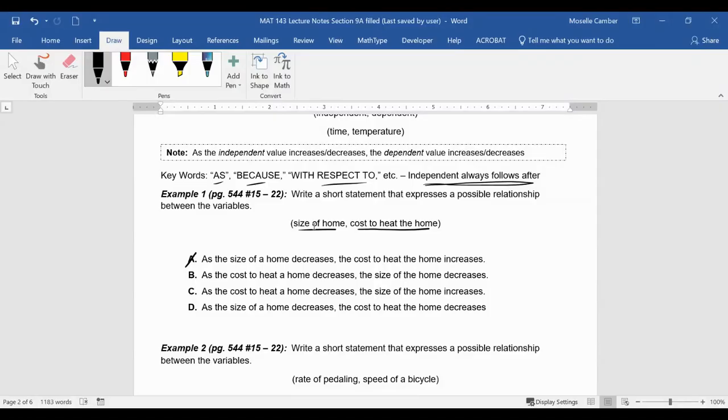So really the size is going to tell you what the cost is. So we want to have the size as part of our because. So size is going to be our independent here. So because the size decreases, that means the cost is also going to decrease.